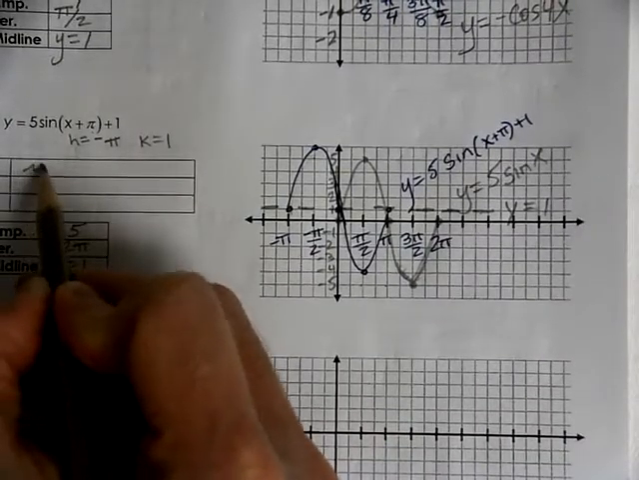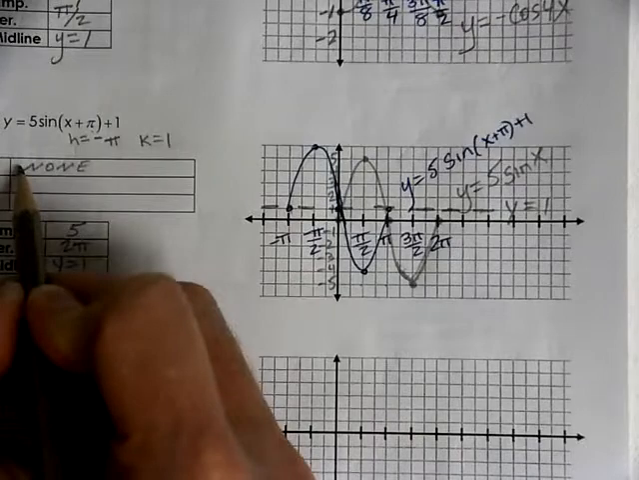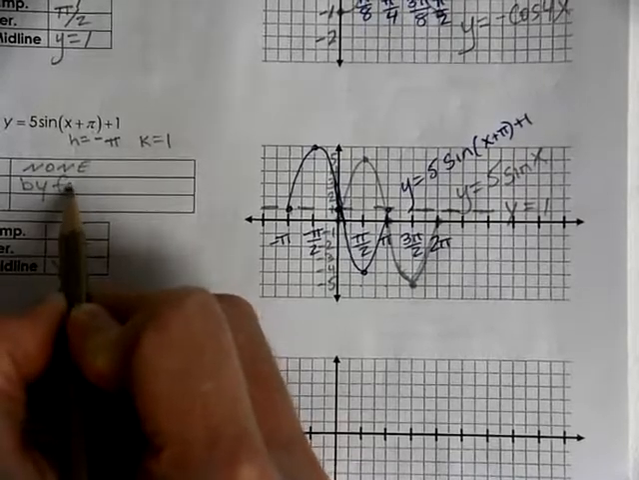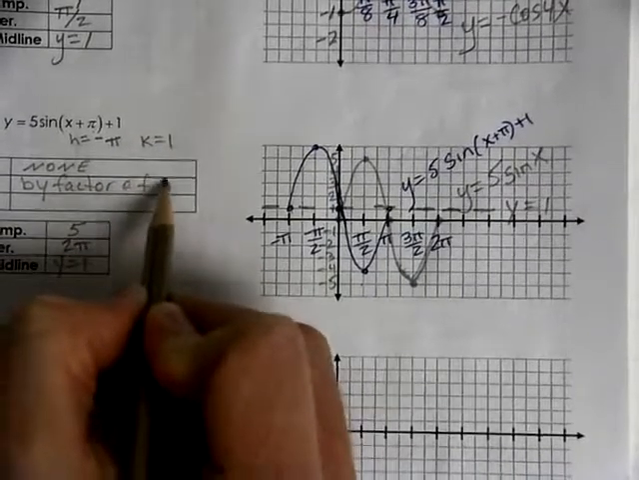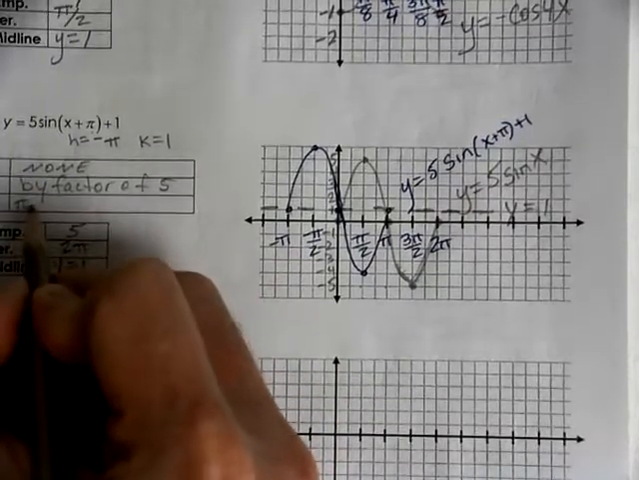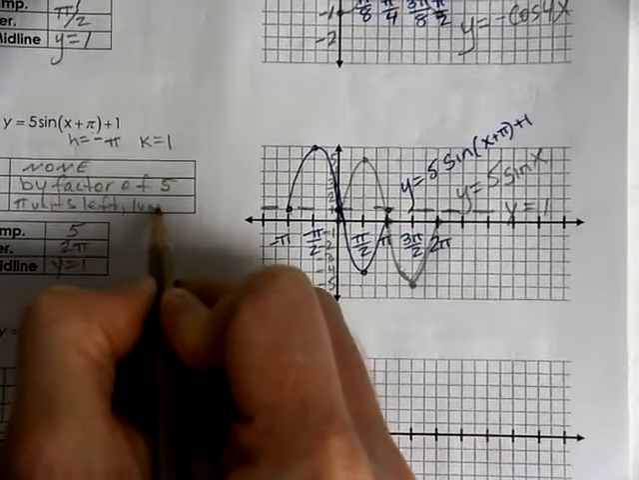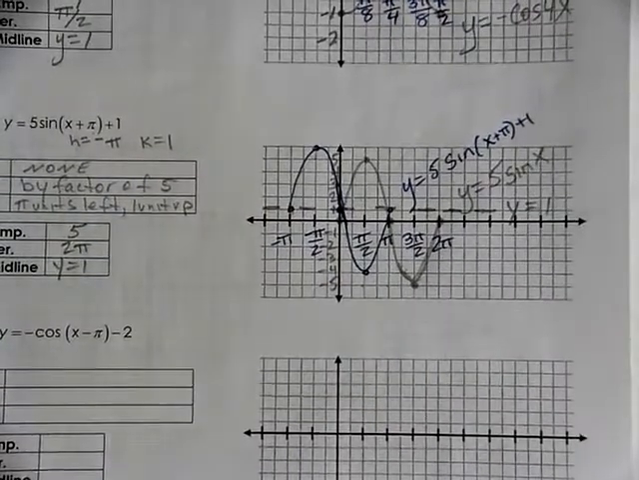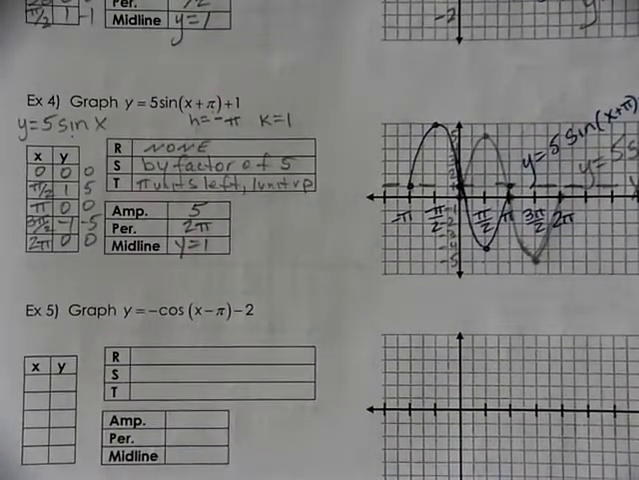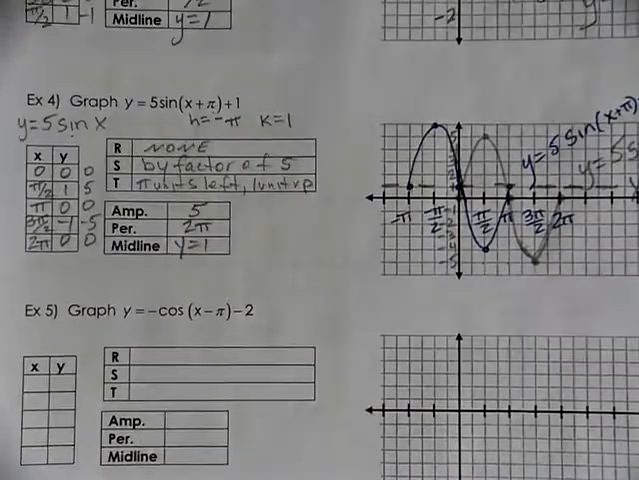There was none for a reflection. That's the R, none for a reflection. We have a stretch by a factor of 5. And we had a translation, pi units left and 1 unit up. That's what the RST is asking. What is your reflection? What is your stretch or shrink? And what is your translation? We went to the left pi and we went up 1.